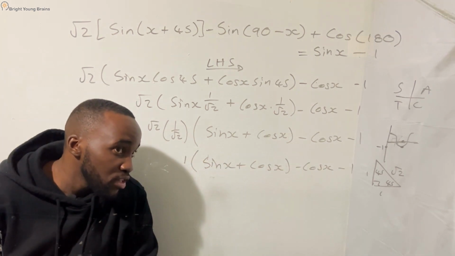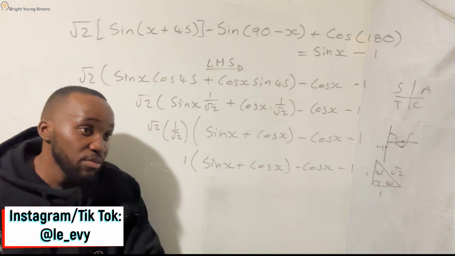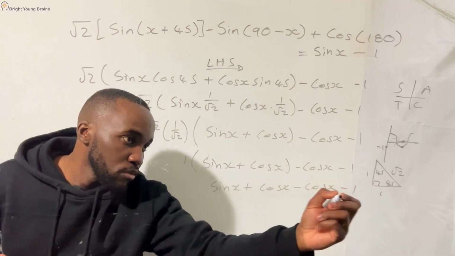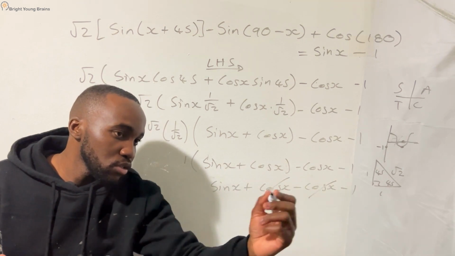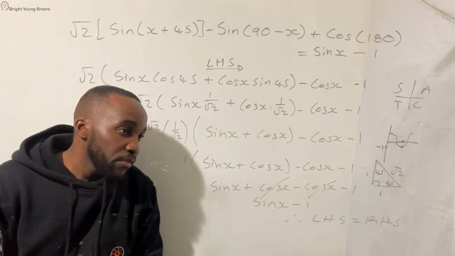Looking at the way things are, I don't even know why I'm putting the brackets, because they're just taking us one step further to what we have. But it's fine. If you don't have brackets anymore, you can just see that the cos x cancels the cos x. There we go. So the left hand side is definitely equal to the right hand side.